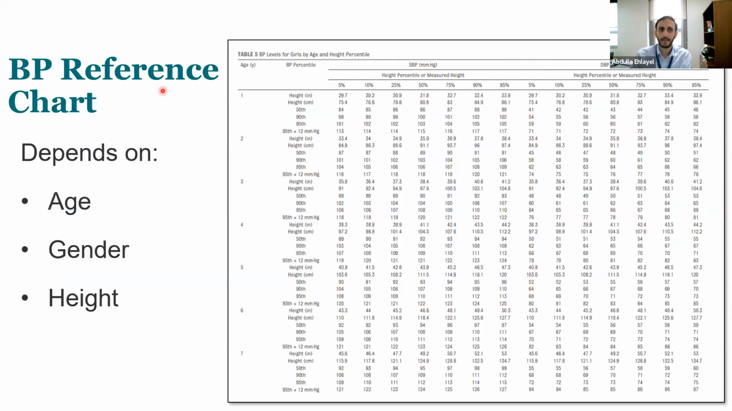So I think most of our doctors and residents are familiar with the blood pressure reference chart. This depends on the patient's age, gender, and height. And the new guidelines updated the blood pressure cutoff.